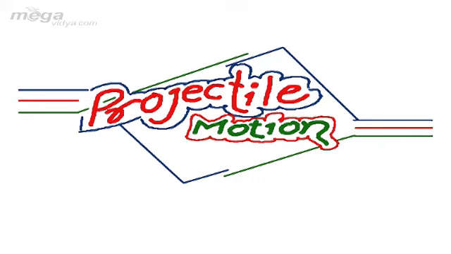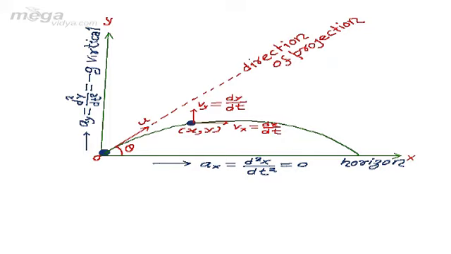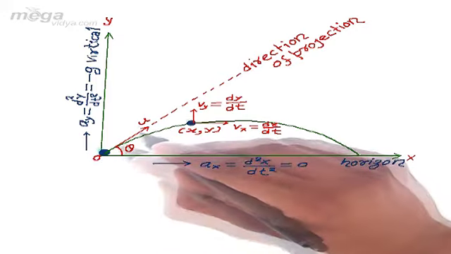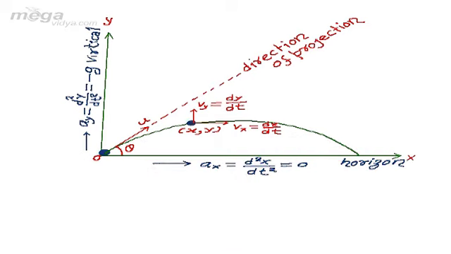So, consider a ball which is thrown with an initial velocity u at an angle theta to the horizontal. This is the ball which has been thrown in this direction at angle theta with the horizontal. This dotted line here represents the direction of projection. We will take horizontal along the x-axis and vertical as the y-axis. The point of projection is O.